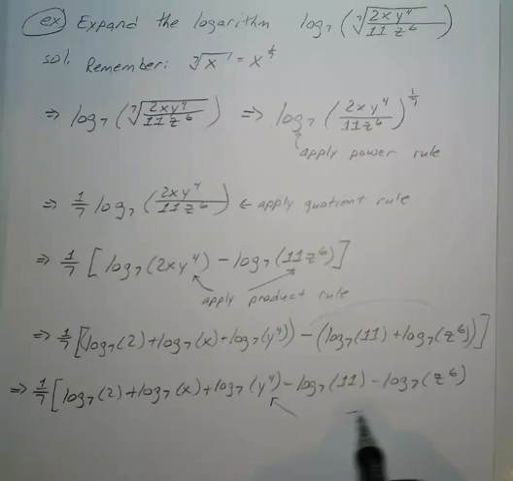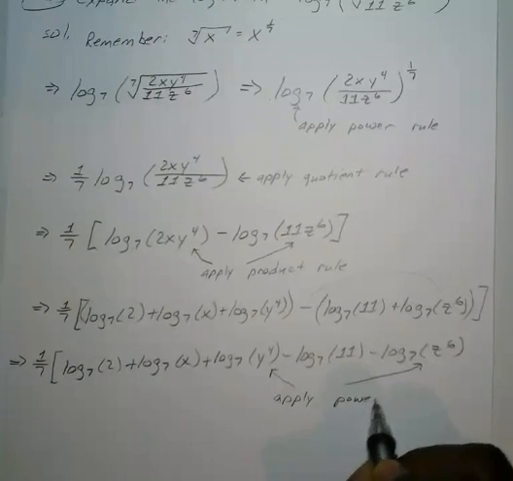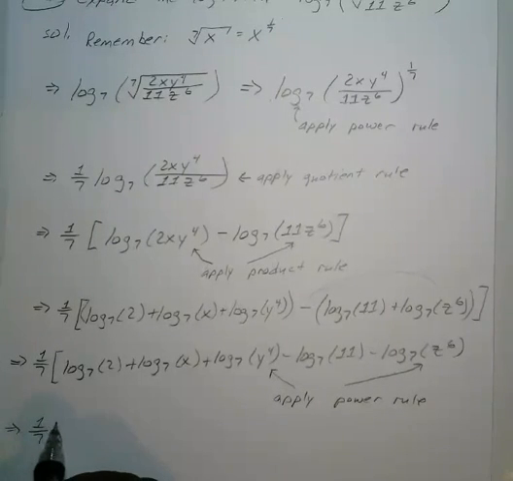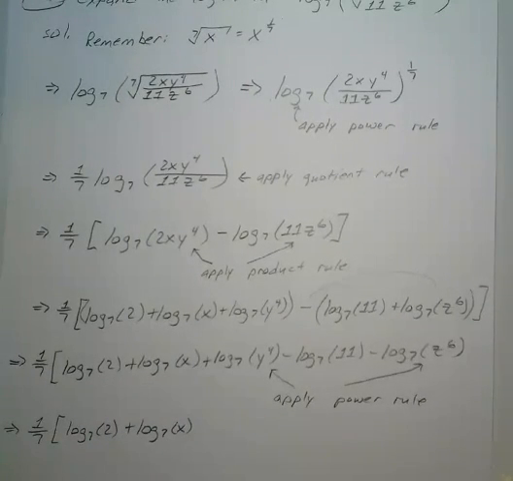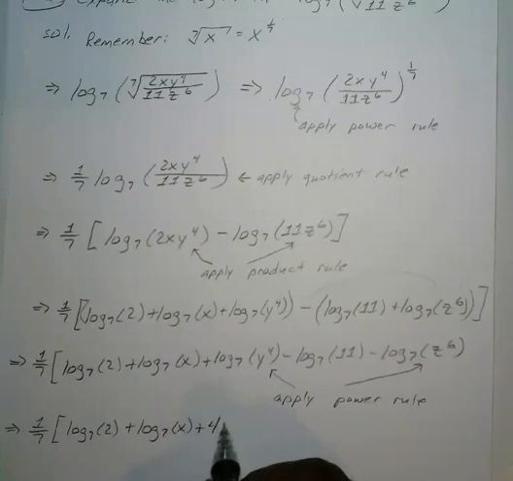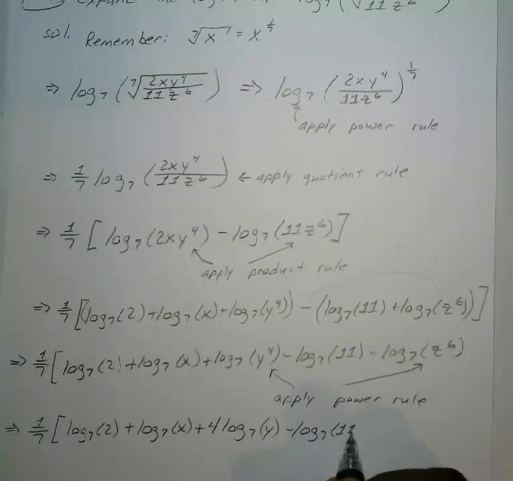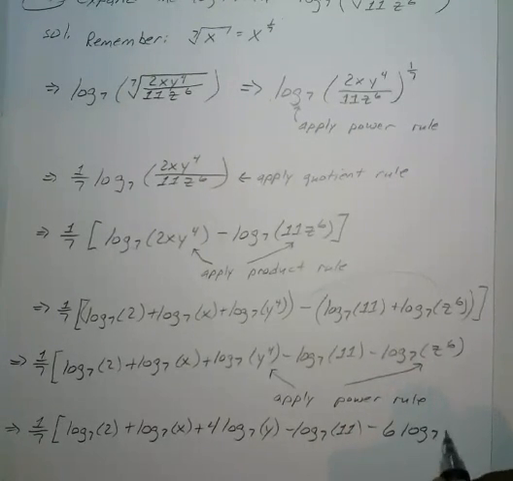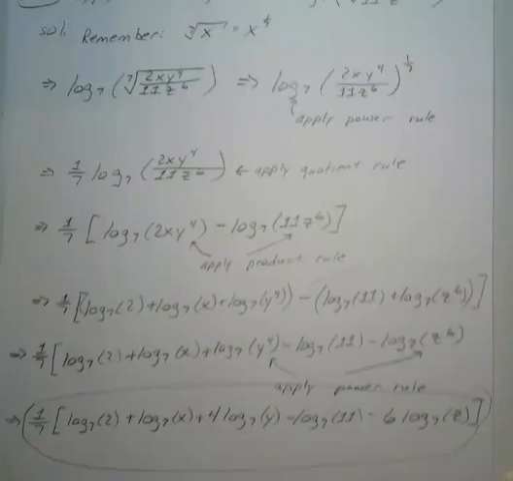Now the only thing left is, if you notice, for those two terms, you have exponents. So you can go ahead and apply the power rule. Okay, so that will give us the final answer of 1/7 times log base 7 of 2 plus log base 7 of x plus, remember that exponent comes down to the front, plus 4 times log base 7 of y minus log base 7 of 11 minus, that exponent comes down to the front, so minus 6 times log base 7 of z. Okay, so that would be your final answer.